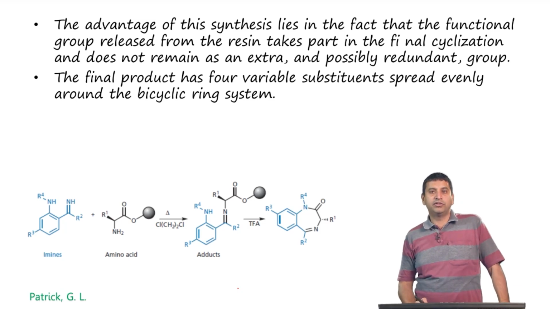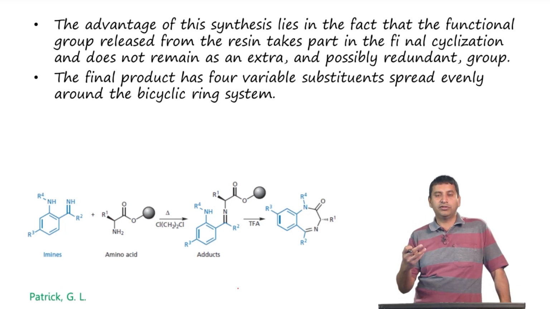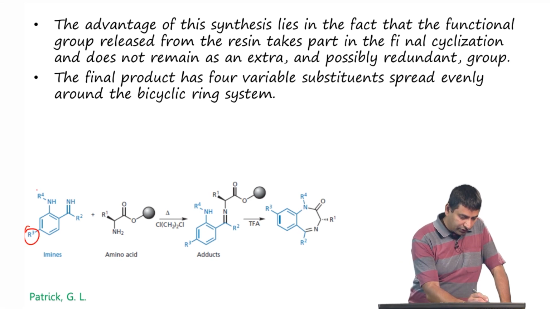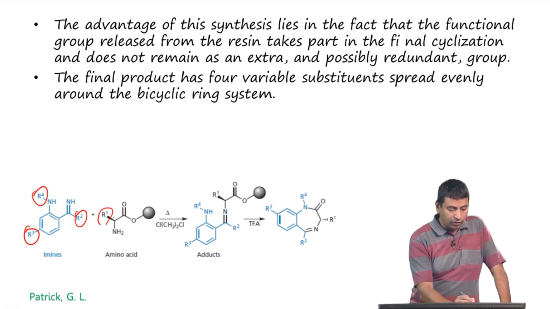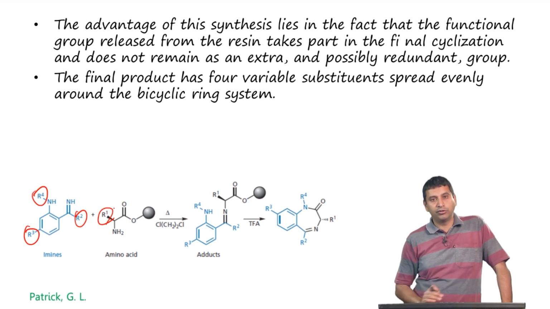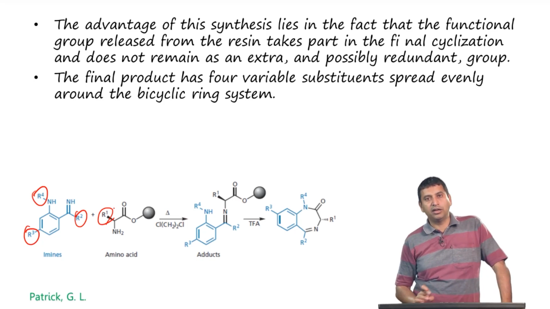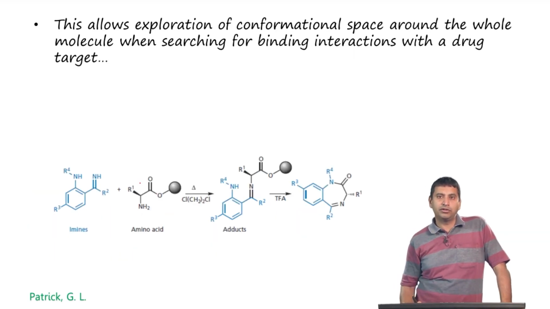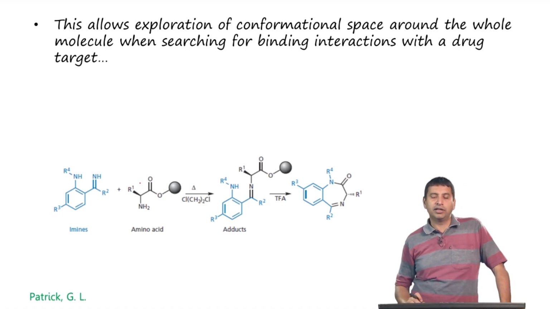The advantage of this synthesis lies in the fact that the functional group released from the resin takes part in the final cyclization and does not remain as an extra, okay, and possibly redundant group. The final product has 4 variable substituents spread evenly around the bicyclic system. So, if you notice here, you have this R3, R4 and R2. I was only talking about the amino acid previously, but now you can also change the imine part to get a large variety of different kinds of cyclized products. So, this allows for conformational space exploration around the whole molecule when searching for binding interactions with a drug target.